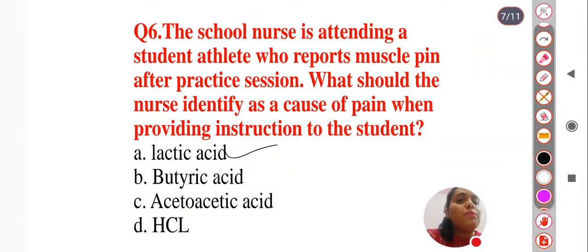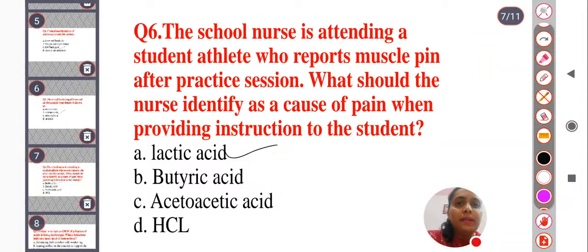If I talk about butyric acid, butyric acid is a fatty acid which is generally present in perspiration or feces because it is formed in the intestine, right? Third is acetoacetic acid. It is a ketone part of any fatty acid. HCl, you must know, is hydrochloric acid. It is formed in the gastric region, right?